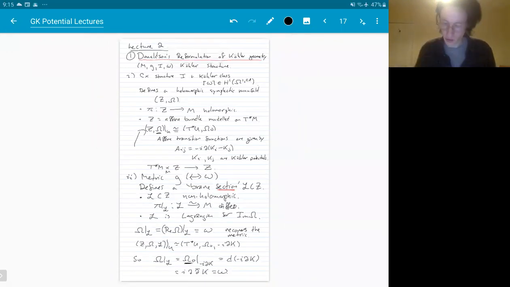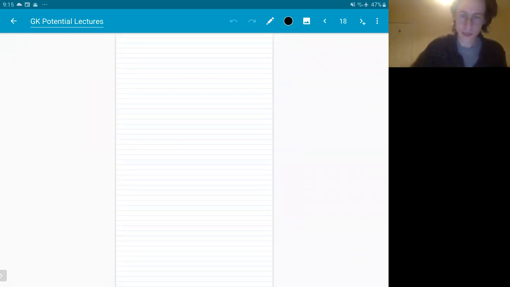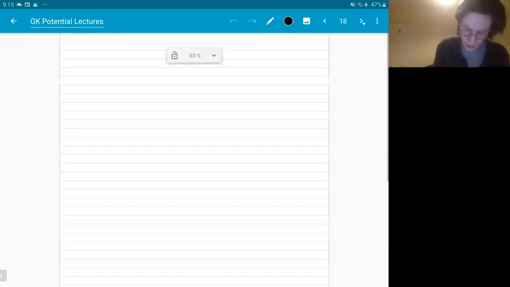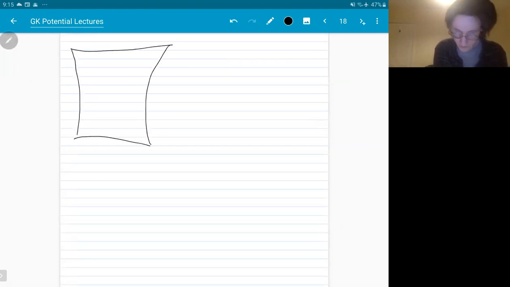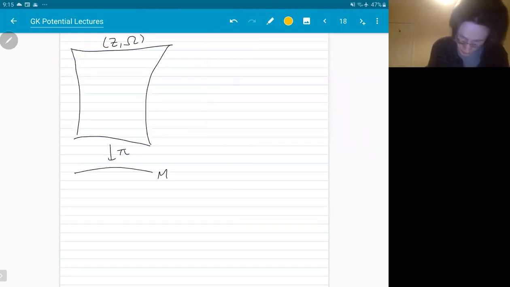Okay, so let me draw a picture on this page of what's going on. So here is Z_ω, here's M, here's the projection. I'm going to shade this in.